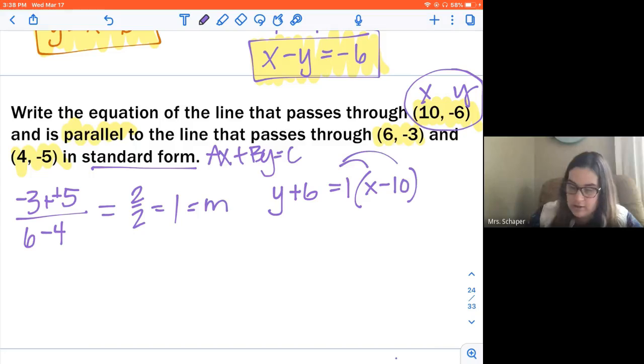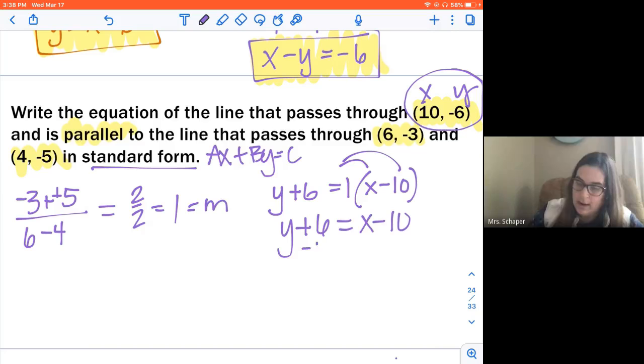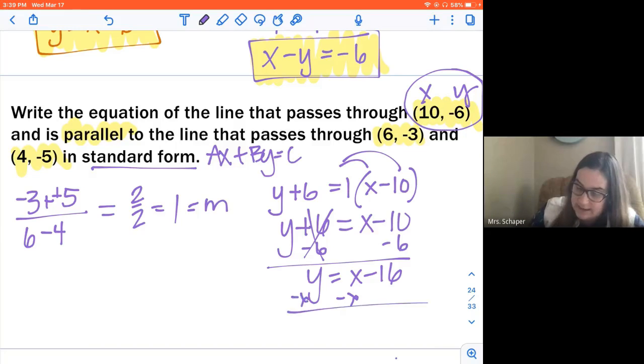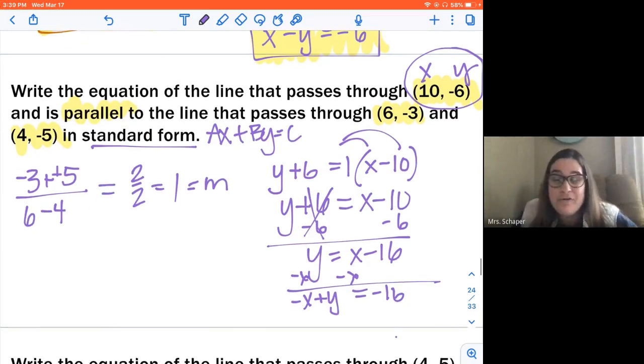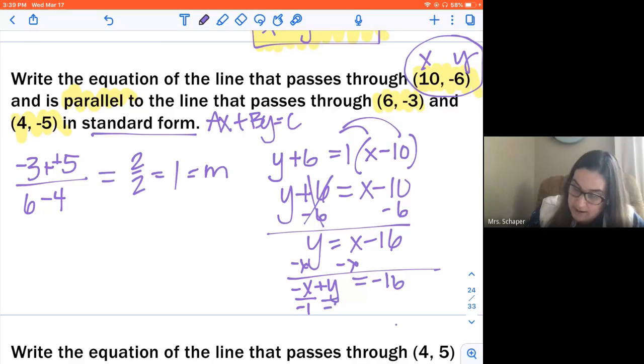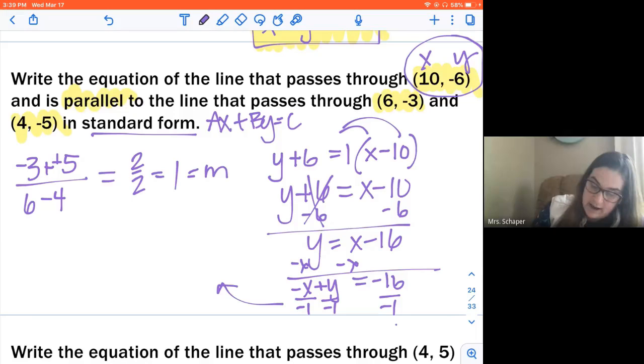Now I want to translate this into standard form. So I start by distributing. y plus 6 is equal to x minus 10. I'm going to subtract 6 from both sides. So y is equal to x minus 16. Making that pit stop at slope intercept form right now because that's what this one is. And then I'm going to subtract x from both sides because I need to get x and y on the same side. And I remember for standard form that a can't be negative. So I'm going to divide everything by negative 1. So my answer is going to be x minus y equals 16.